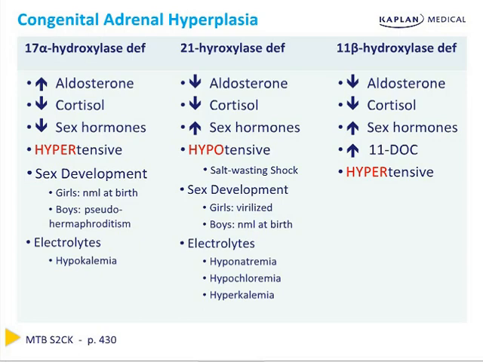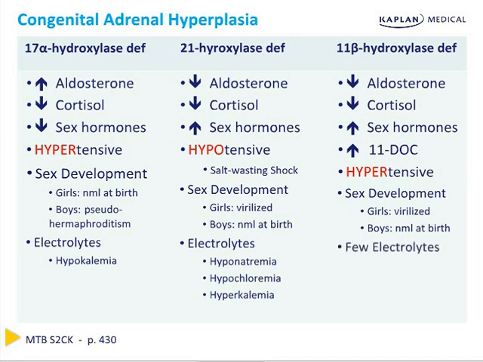And because it's a weak mineralocorticoid, it's going to lead to hypertension as opposed to the hypotension and salt-wasting shock syndrome of 21-hydroxylase deficiency. But similar to the middle column, 11-beta-hydroxylase is going to have similar sexual development because they both have increase in sex hormones. So the girls are virilized and the boys look normal at birth. But unlike the other two columns, 11-beta-hydroxylase has very few electrolyte abnormalities. And that's because the 11-DOC, there's enough of it there to keep them from becoming hyperkalemic, but there's not enough of it to keep them from going hypokalemic. So they're not going to dump too much potassium, and they're not going to retain too much because it's a weak mineralocorticoid.